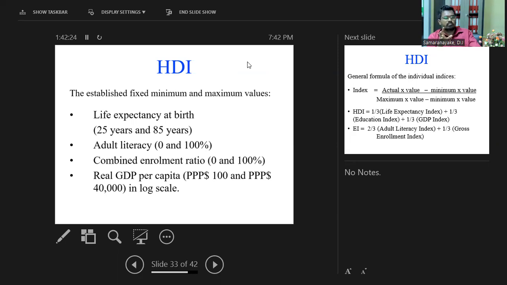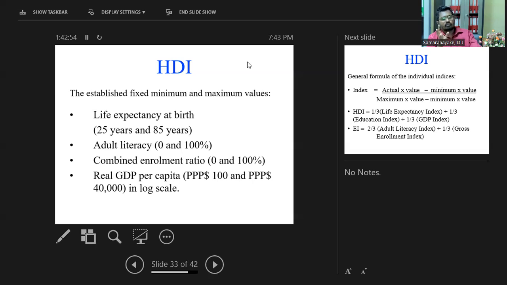And then for GDP per capita, they use the real GDP per capita range to calculate the GDP index, the range between $100 and $40,000. So it is the range between 100 and 40,000 per capita income. Right? Minimum 100, highest $40,000.